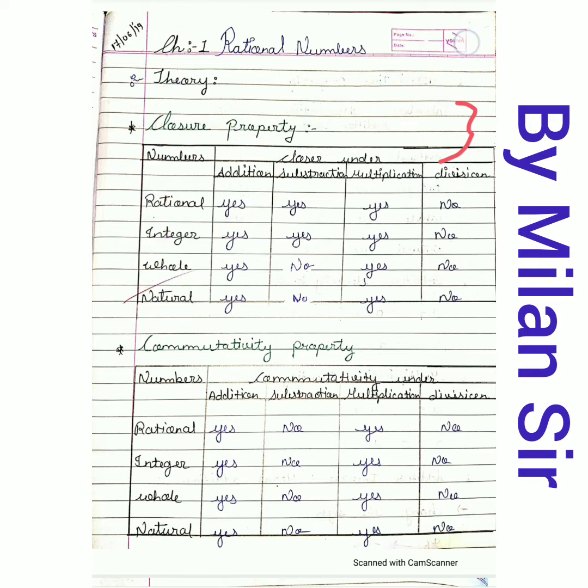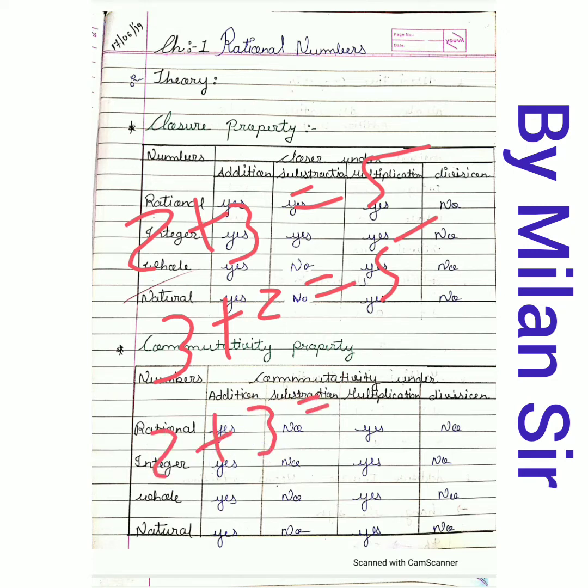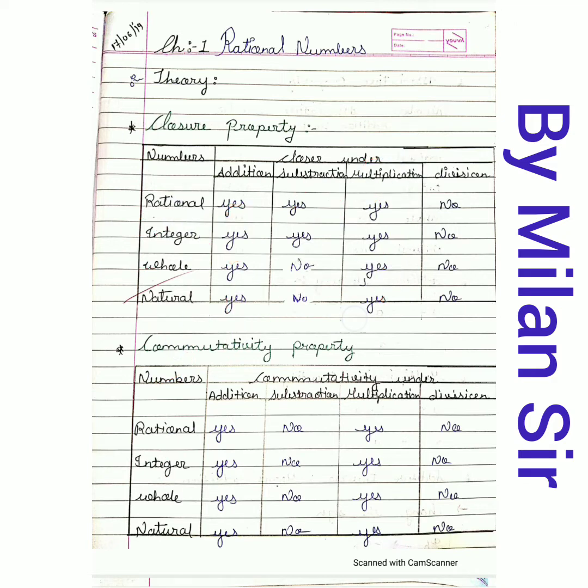Now let's take one example for integer numbers. 2 plus 3 is equal to 5, and 3 plus 2 is also 5. So we can change the order: 2 plus 3 is equal to 3 plus 2. So for integers, addition is commutative too. Same thing for whole numbers, we can take the same example, 2 plus 3, 3 plus 2. It is true for natural numbers too. Addition is commutative for all types of numbers.